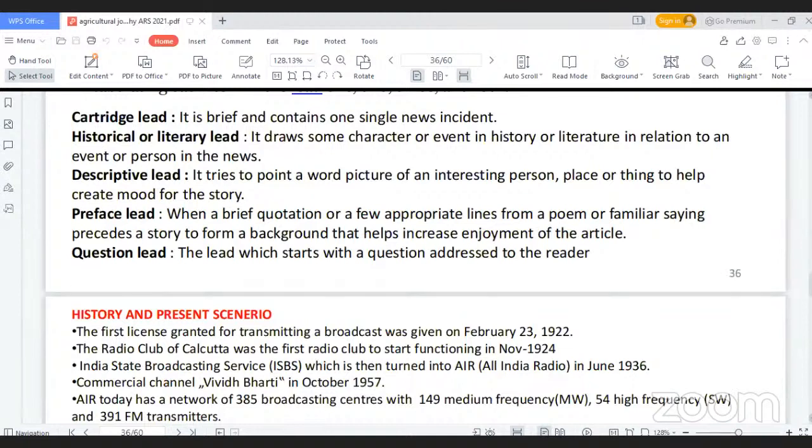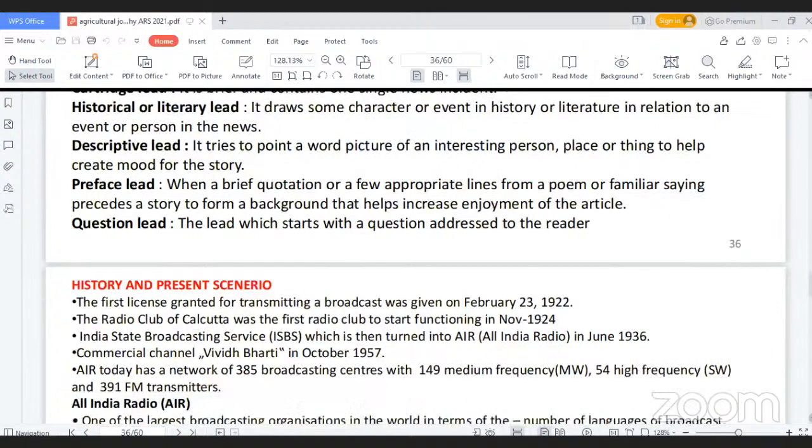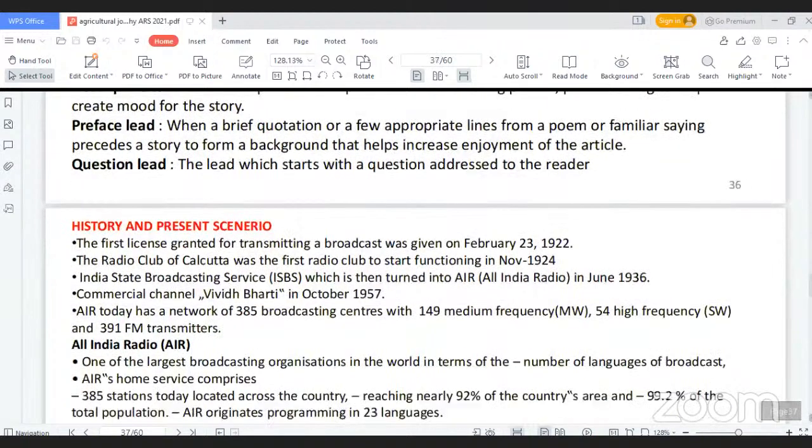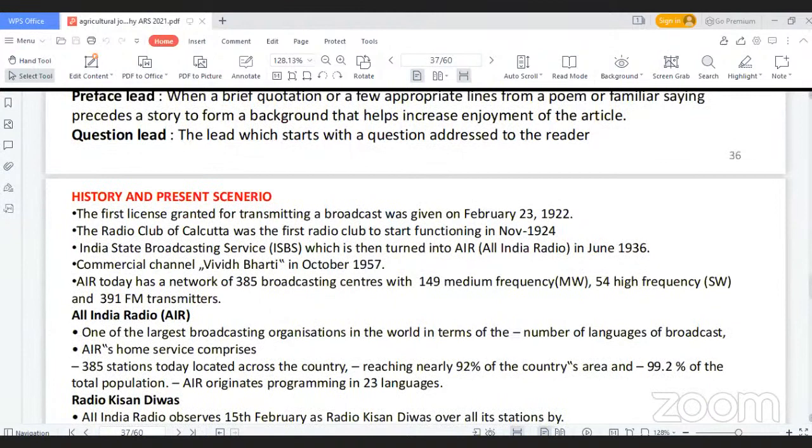Simple single news. Then the historical or literary lead. It refers to some character or event in history or literature related to an event or person in the news. Something happens, and we learn news related to Shivaji, or something related to Anna Hazare, that may be historical news. The descriptive lead tries to paint a word picture of an interesting person, place or thing to help create mood. Then the preface lead, when a brief quotation is used; the preface lead is one type of quotation lead. Or the question lead, the lead which starts with a question.